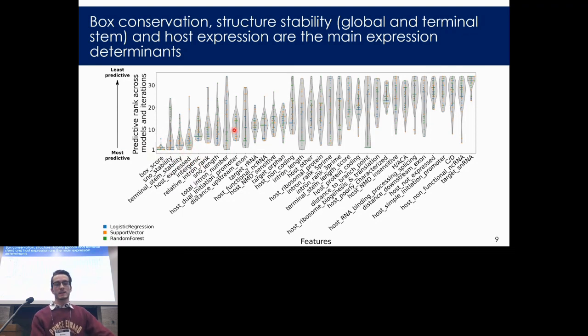And then you can see that the medians keep increasing and increasing, representing the fact that these features are less and less important in the different predictions. And just to highlight here the distance to the branch point, if you remember in my intro, I told you that it's currently assumed to be one of the most important features for regulating the expression of snoRNAs. Well, according to our results, most of our models find this feature much less important than what is currently reported.